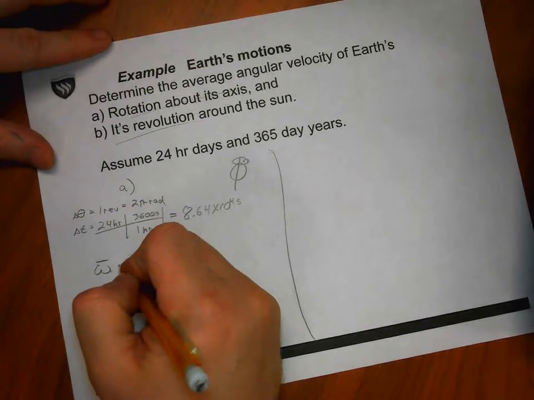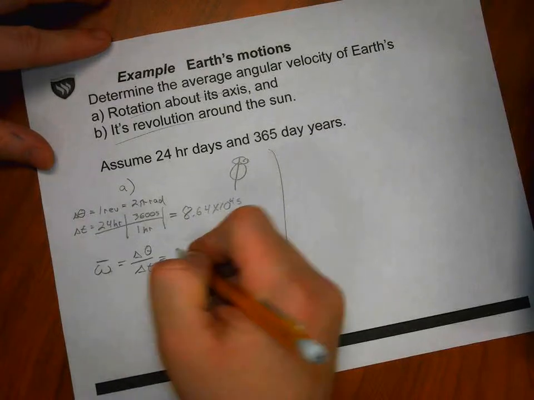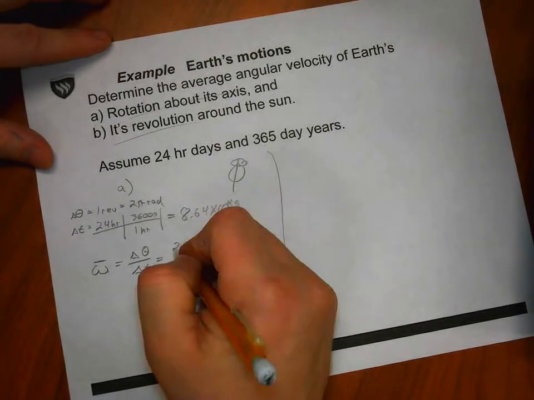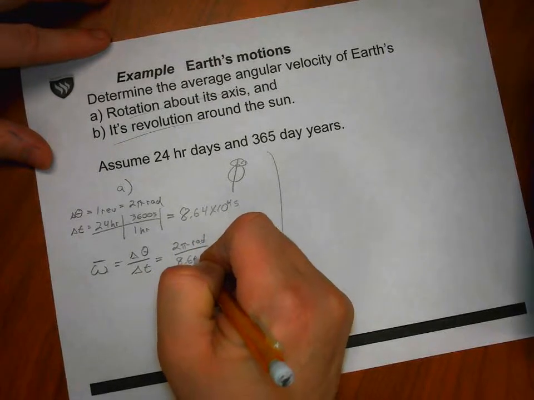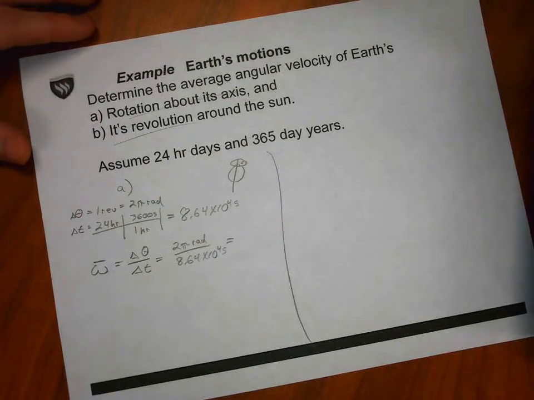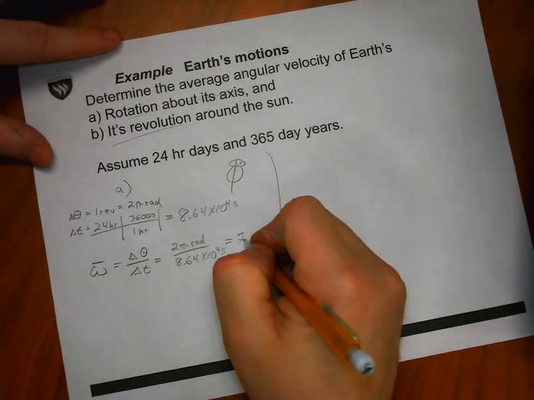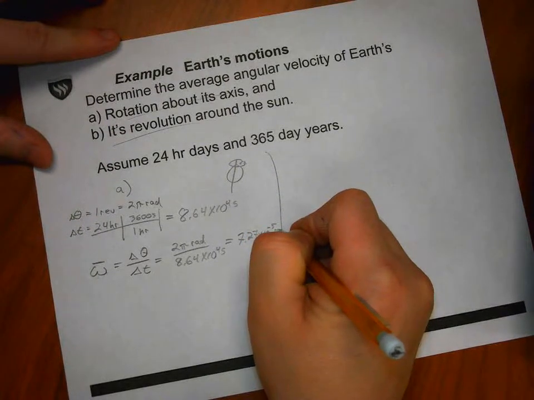So the average angular velocity is delta theta over delta t, which is 2 pi radians over 8.64 times 10 to the 4th seconds. And that is 7.27 times 10 to the negative 5th radians per second.